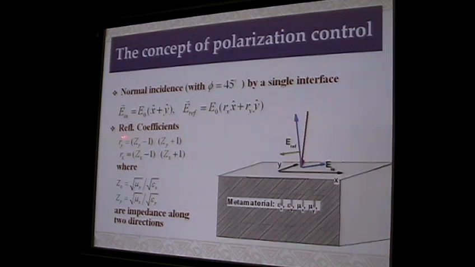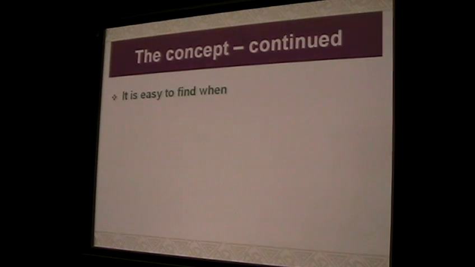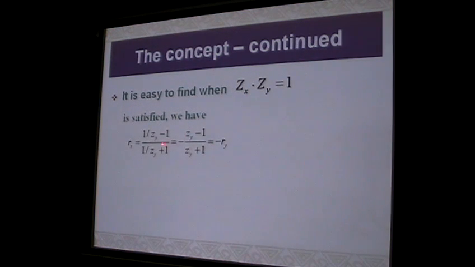Now I have already told you that the reflection coefficients for these two directions are governed by the impedance along these two directions. So you have this, and Zx and Zy are governed by the impedance of these materials. Now it's very easy to find that if this equation is satisfied, Zx times Zy equals 1, you will have this condition. That means Rx equals minus Ry. This is very easy to calculate. I think you can just write it down on paper and you can get this condition.